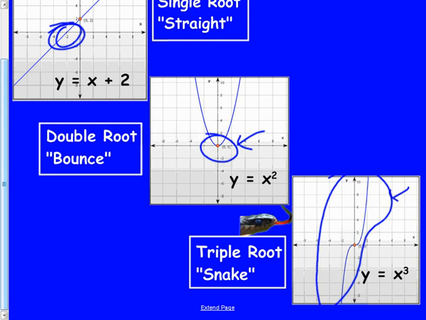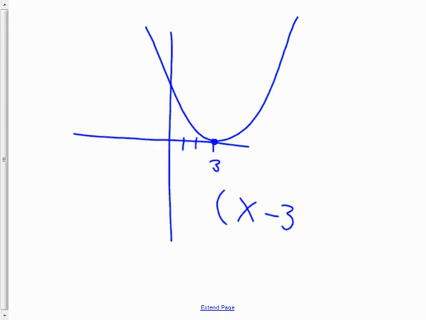So the point is, if you have a graph and it does this, you can say, oh, I know that that is an x squared kind. That is a double root. It's a bounce. The bouncy things are worth 2. So in your equation, if this is, for instance, at 3, your equation must have this in it when it's factored. Okay, now just think about that for a second. Do you get that that is a parabola? It's been shifted right 3?